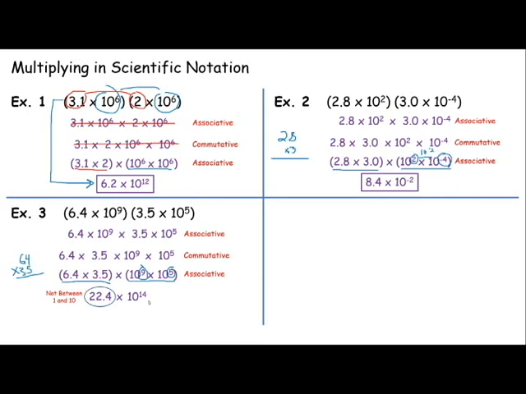Instead, we've got to take this 22.4 and we've got to write it so that it's a number between 1 and 10. That's going to happen by moving this decimal. This is a 2.24. Now, in order for 2.24 to turn into a 22.4, you're going to have a 10 here because 2 times 10 gives us the 20. 2.2 times 10 is 22.